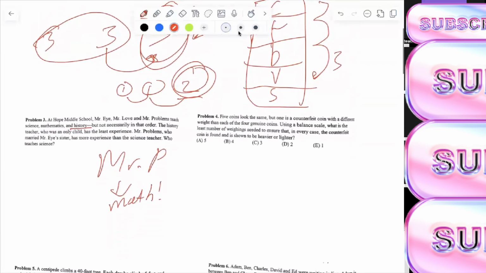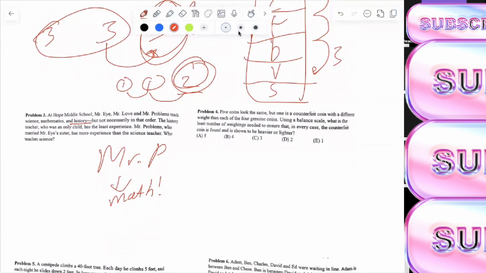And from there, we get that Mr. P has math, then Mr. Love and Mr. I. Mr. I is definitely not the youngest. So Mr. P is math and Mr. I has to be science, because Mr. I is not the youngest: Mr. I's sister marries Mr. P, meaning that Mr. I is not that young. He's not a child. So it means Mr. I is teaching science.